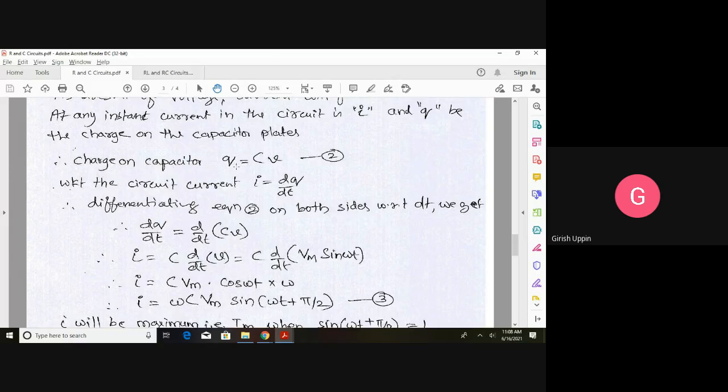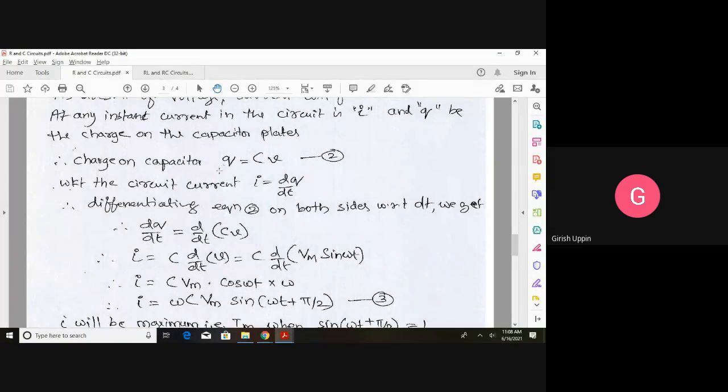That is given by q is equal to C into V, where q is the instantaneous value of the charge on the capacitor, C is the capacitance of the capacitor, which is constant for a given capacitor, and V is the instantaneous value of the voltage. And we already know that the circuit current is nothing but the rate of flow of electric charge, which can be represented as i is equal to dq by dt.